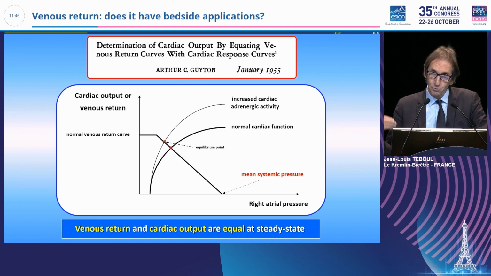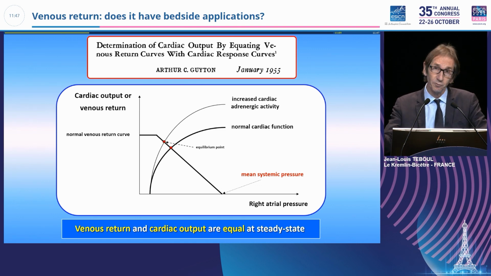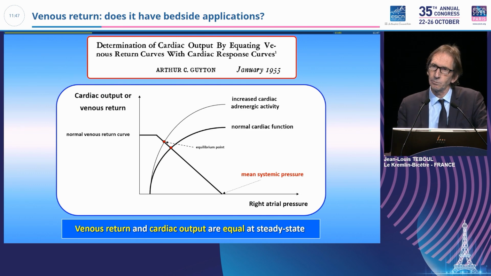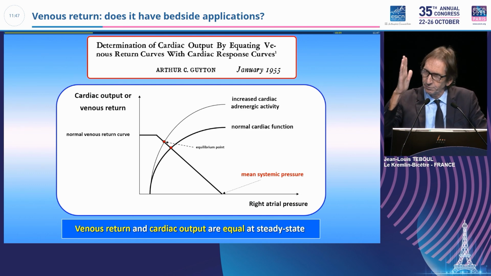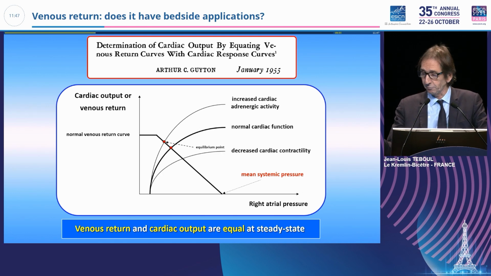If there is an increased cardiac adrenergic activity, there is a shift of the Frank-Starling curve without change in the Guyton curve, and therefore there is a movement of the equilibrium point to the left, meaning that cardiac output is increased and the right atrial pressure is decreased. And the opposite, if we have a decreased cardiac contractility, there is a downward shift of the Frank-Starling curve, and therefore cardiac output will go down and CVP or right atrial pressure go up.